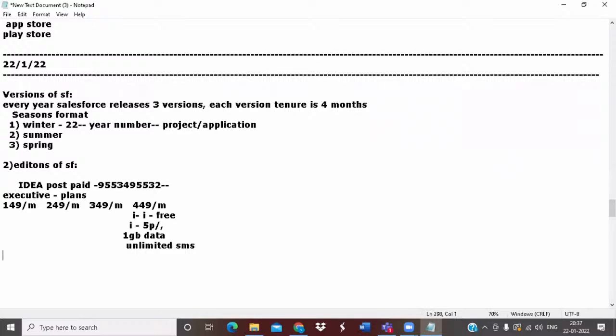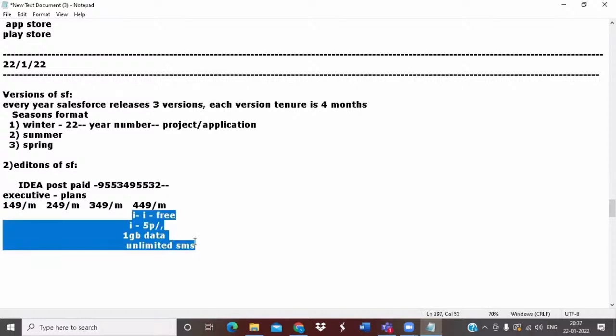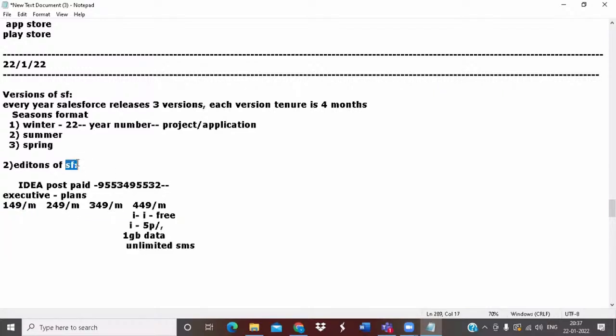Suppose if any subscriber takes the 149 rupees plan per month, he may not get this kind of facilities. Yes or no? Like that, plan to plan, facilities will vary. Facilities will change. Like that, Salesforce company also designs different types of plans. Those plans are technically called as what? Editions. Editions of Salesforce.